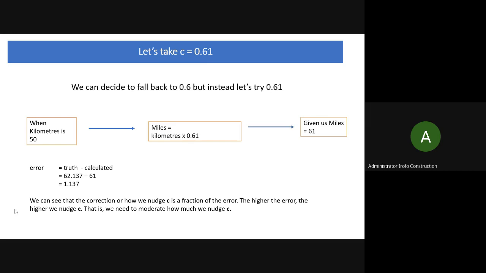By the next one, we rather choose 0.61, because we realized that the error for the 0.7 was negative or higher. But since we're getting close to the true value, we try to reduce how much we improve our value for C. So we can see that the error helped us on how to nudge our C, meaning how to improve the value for our C.